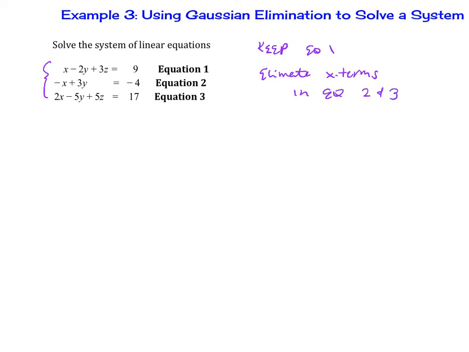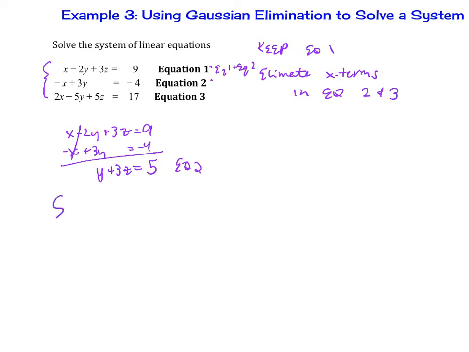In order to do that, I can add equation 1 with equation 2. So if I add x minus 2y plus 3z equals 9 and negative x plus 3y equals negative 4, I get y plus 3z equals 5. That's our new equation 2. So let's rewrite everything. x minus 2y plus 3z equals 9, and now we have y plus 3z equals 5. This is a really nice example, right? It's doing a lot of the work for us. Then we need to write the last one, 2x minus 5y plus 5z equals 17.